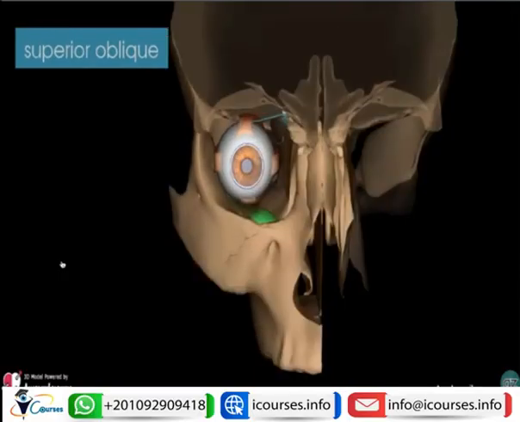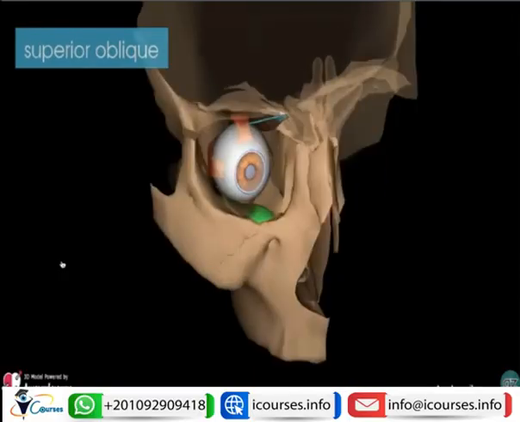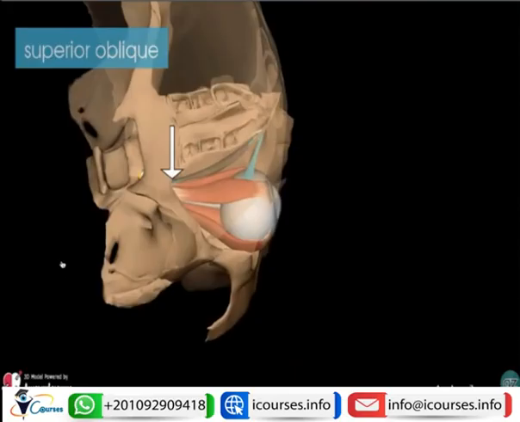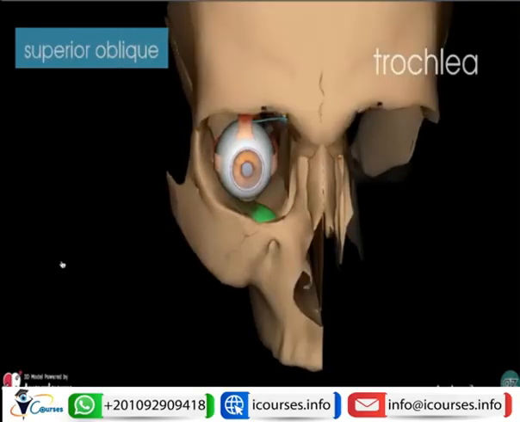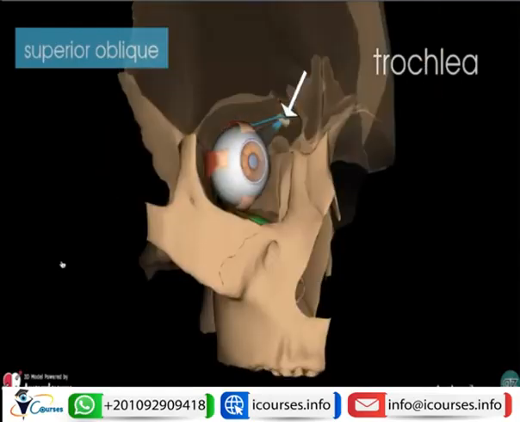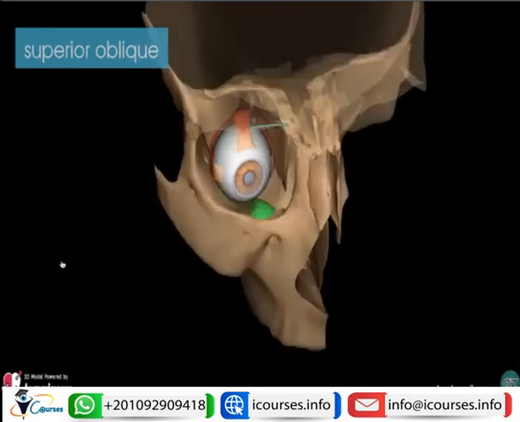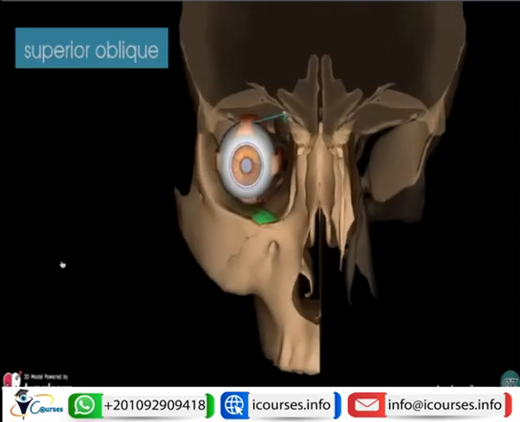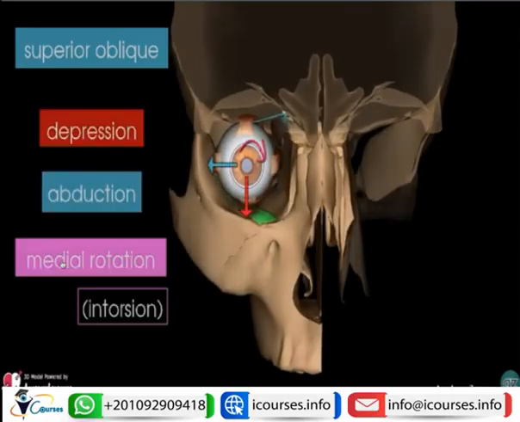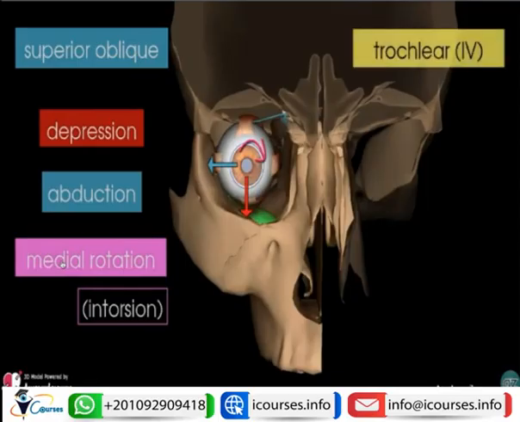The superior oblique originates from the body of the sphenoid bone. Its tendon passes through a fibrocartilaginous pulley known as the trochlea, which is attached to the trochlear fovea of the frontal bone. From here, the superior oblique muscle then attaches to the sclera of the eye, posterior to the superior rectus muscle. It acts to depress, abduct, and medially rotate the eyeball. This muscle is innervated by the trochlear nerve, cranial nerve number 4.